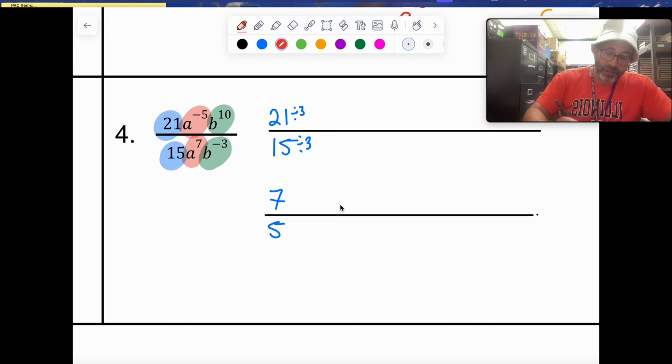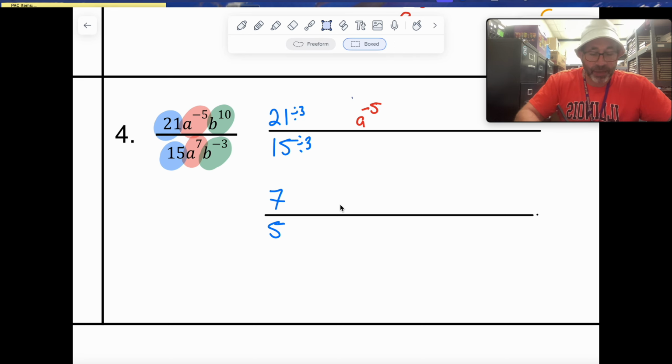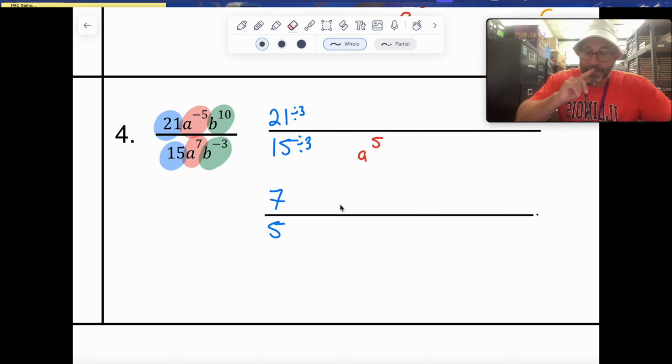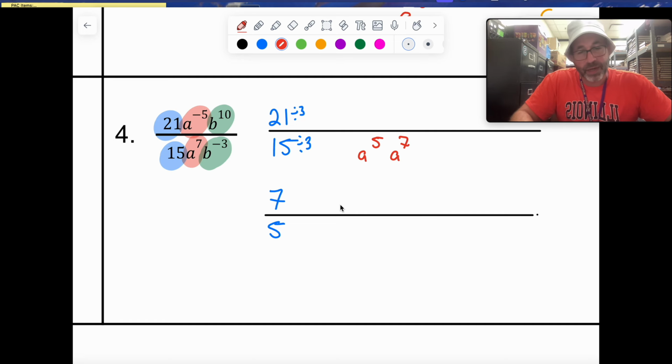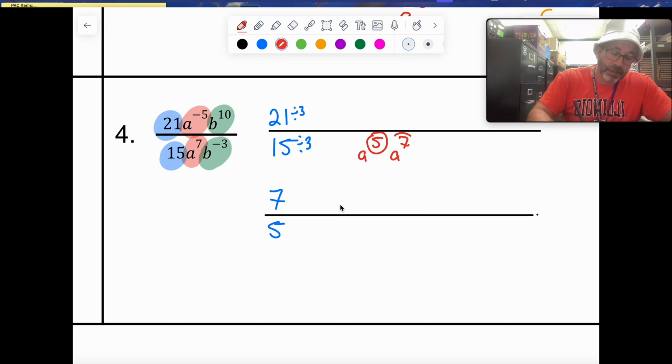For our a's, let's start with the a to the negative 5. It's not happy. And because it's not happy, it's going to move down to the bottom, and when it moves, it's going to become happy. The a to the 7 that we had down there is already happy, so we're not going to move it. Now when we look at the bottom, there's 5 a's right here and 7 more right here. So remember, when we're multiplying these, we add them together, 5 plus 7. That means we're going to have 12 a's on the bottom.